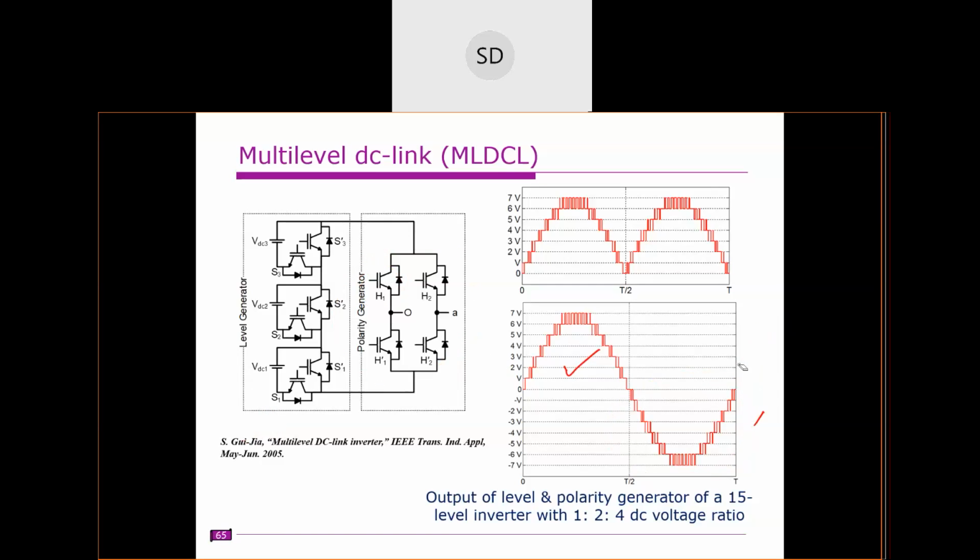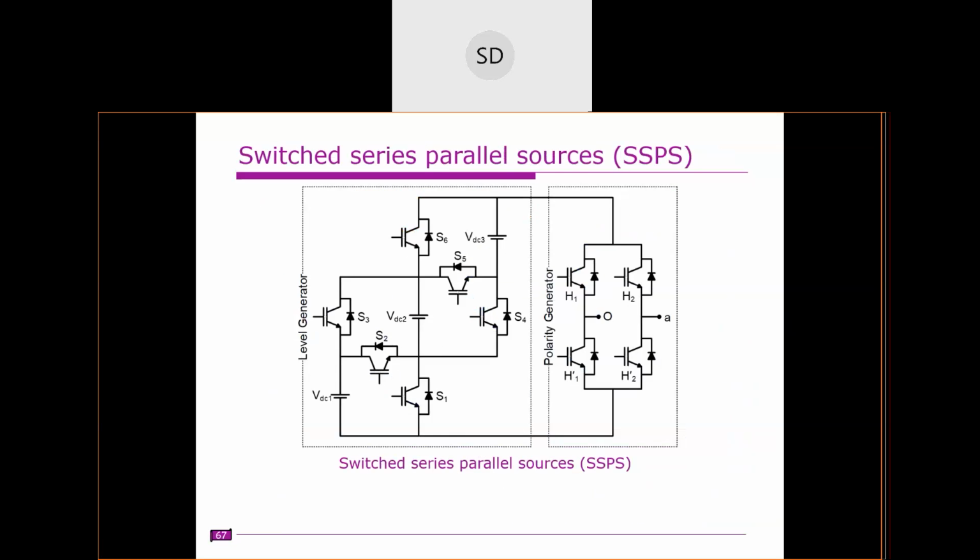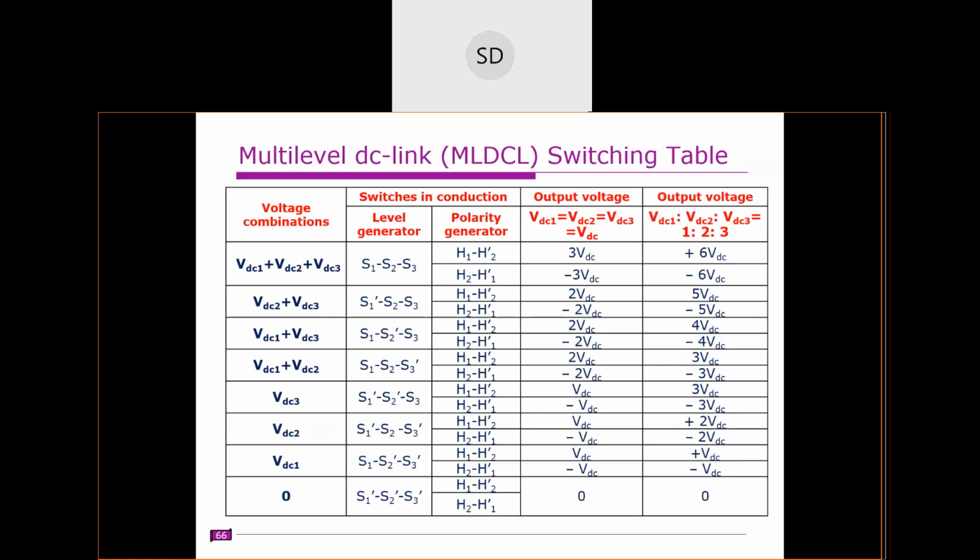So that is the main thing in this multi-level DC link. This is the switching table I have given, with the level generator here and the polarity generator. Which switches are we operating? At any time we are operating only 3 switches, and in the polarity generator we are operating 2 switches. For the positive half cycle we need to operate H1 and H2 dash, something like this. So we need to operate these 2 switches, and this is for equal voltage ratios, and this is for if the voltages are in 1:2:3.